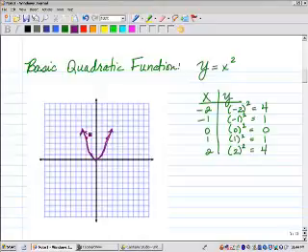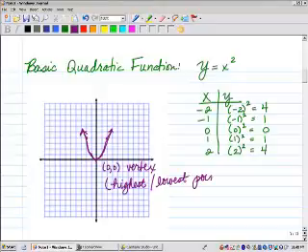Okay. Now this point 0, 0 is called the vertex of the parabola. The vertex is always the highest or the lowest point on the parabola. Since in this case our parabola opens upward, this vertex is the lowest point. There is no highest point because it extends indefinitely as we go in the positive values of y.